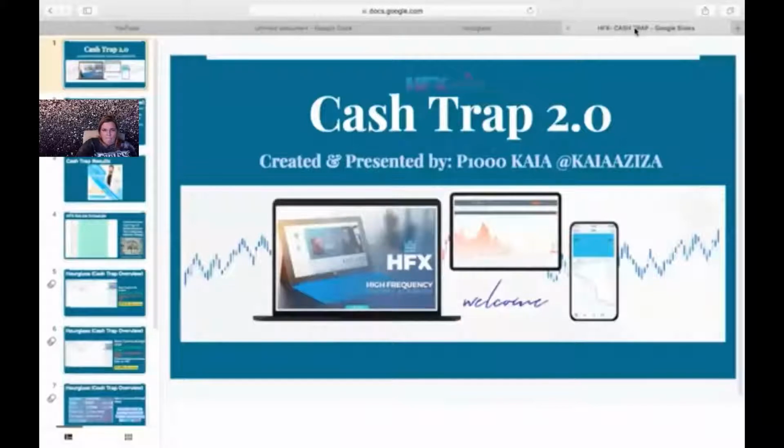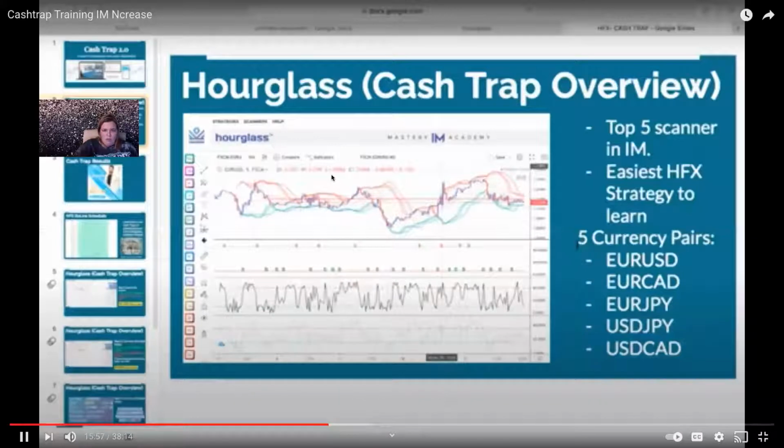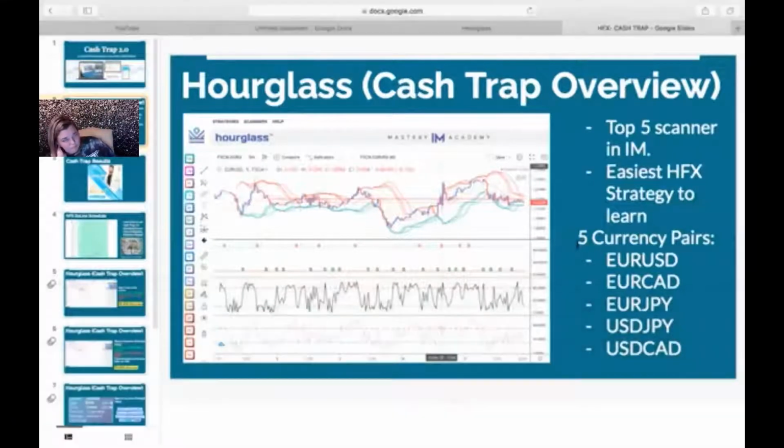CASHTRAP 2.0. This is the overview: top 5 scanner in IM, easy HFS strategy to learn. 5 currency pairs. I'm pretty sure they should be adding more currency in the future, but right now we only got a few to work with, right? So when we're trading on Pocket Option or any of your brokers, you want to make sure the payout percentage is higher than 70%.